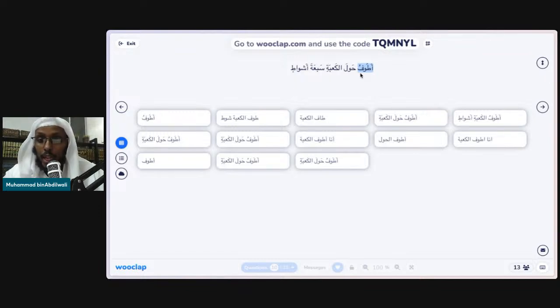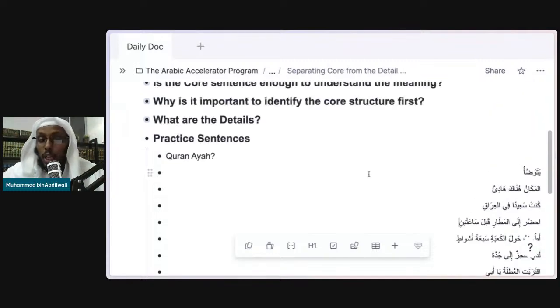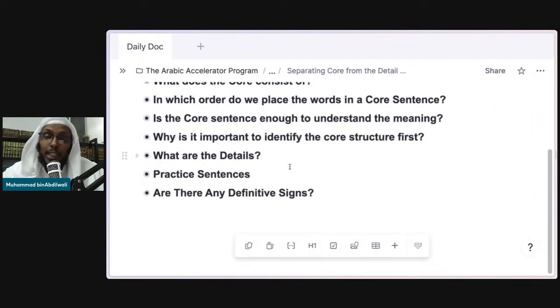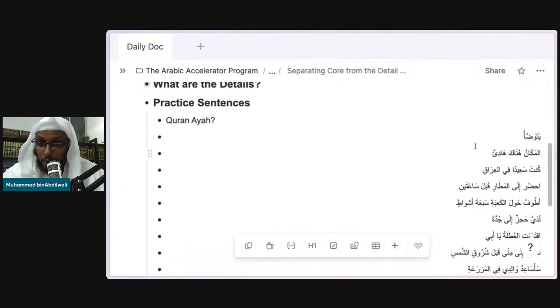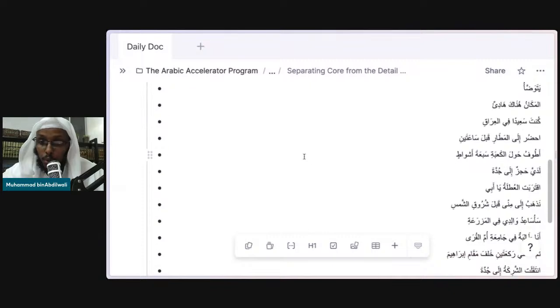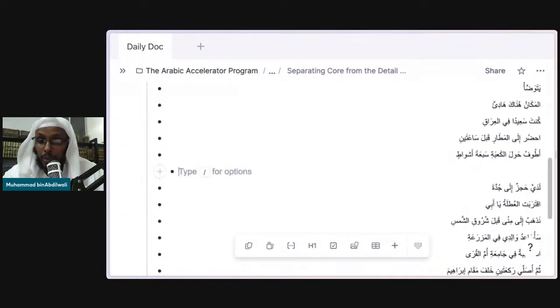And سبعة. And before that we have أنا. Now you're going to say to me, Ustad, أنا is already understood from أطوف. Yes, I know. But we said we want nominal sentences. So we don't want verbal sentences that start with a verb. We want every sentence to start with a noun. Then you can choose to make a verbal sentence out of it if you like. So before أطوف we have أنا.